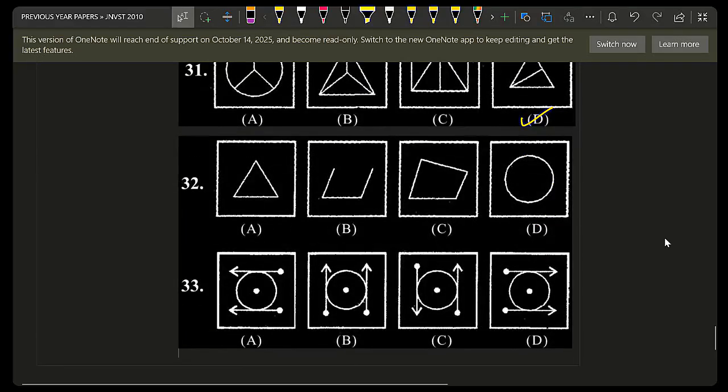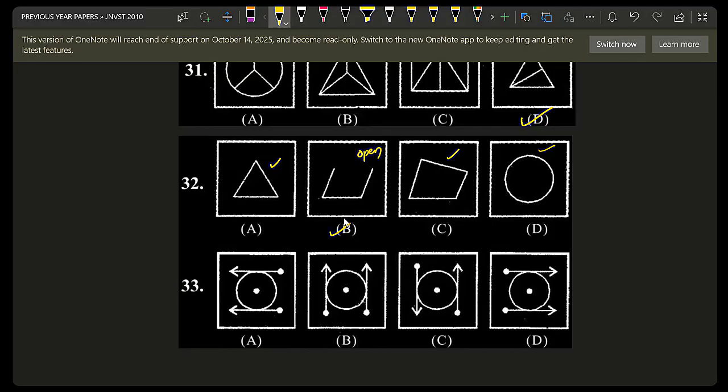Yes, this one, 32. In figure B, the diagram is odd because it is not a closed shape. So this is closed, closed, closed, and this is open. So B is the odd one out.